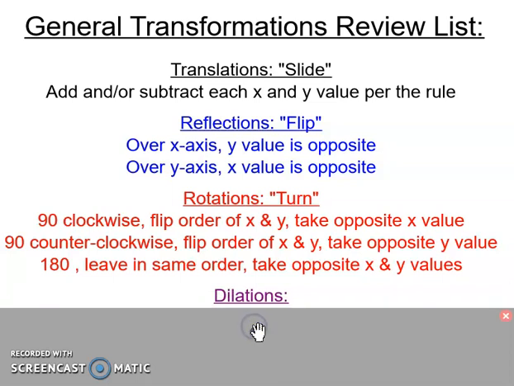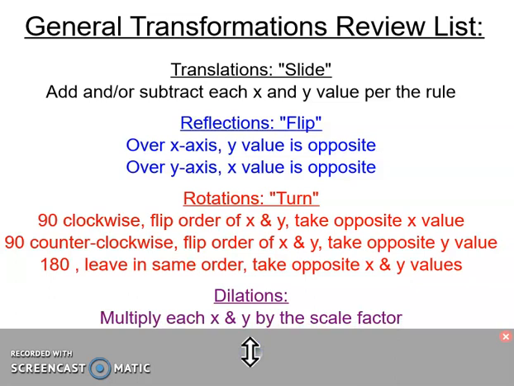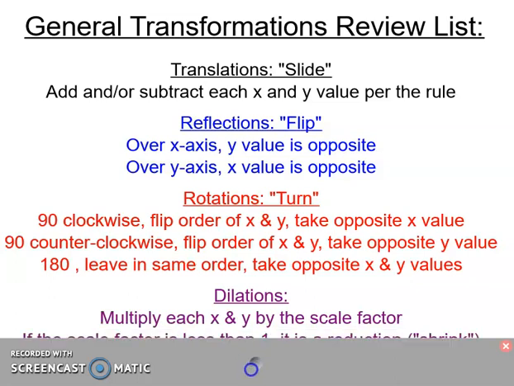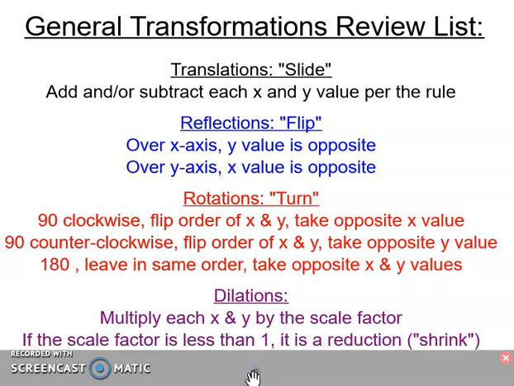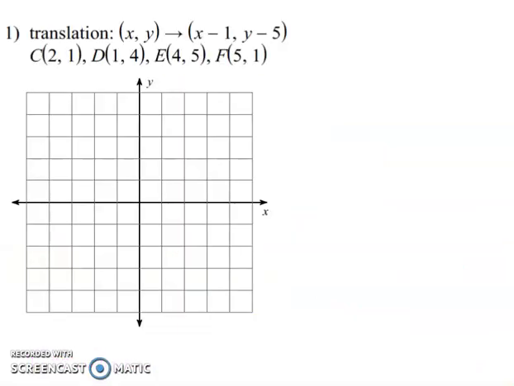And lastly, we talk about dilations. Within a dilation, we're going to be multiplying each x and y by the given scale factor. Now, there's 2 possibilities here. Either the scale factor is less than 1, we call it a reduction, or it's reducing its size. We can think of the word shrink. Or the scale factor is greater than 1 and is going to be what we call an enlargement, or the shape is getting bigger. So without further ado, let's go and take these rules and apply them to some examples.